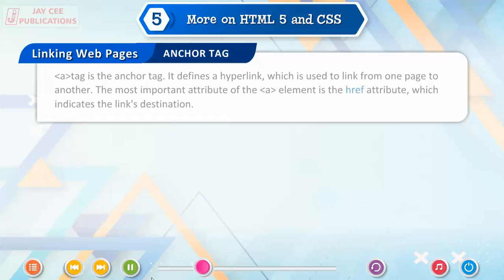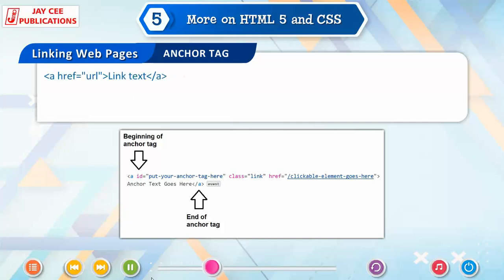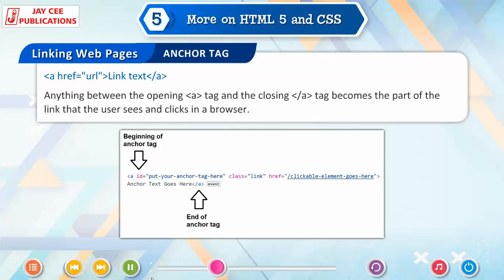Anchor tag. The A tag is the anchor tag. It defines a hyperlink which is used to link from one page to another. The most important attribute of the anchor tag element is the href attribute, which indicates the link's destination. Open anchor tag, href is equal to URL in double quote, link text, close anchor tag. Anything between the opening anchor tag and the closing anchor tag becomes the part of the link that the user sees and clicks in a browser.